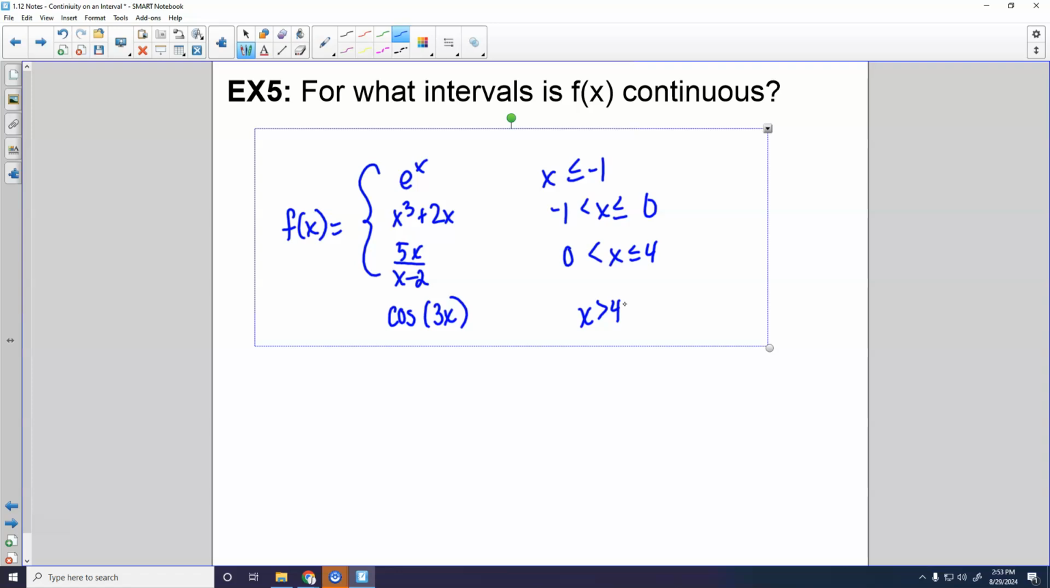I want to know what intervals this is continuous for. What I really need to know is where it's discontinuous, and I'm going to list everything else. So all of these functions: exponential is continuous everywhere, this is a polynomial so it's continuous everywhere, cosine is continuous everywhere. Now, this one is a rational. It does have a discontinuity. What is that discontinuity? X equals 2. So x cannot equal 2, and that falls between 0 and 4.